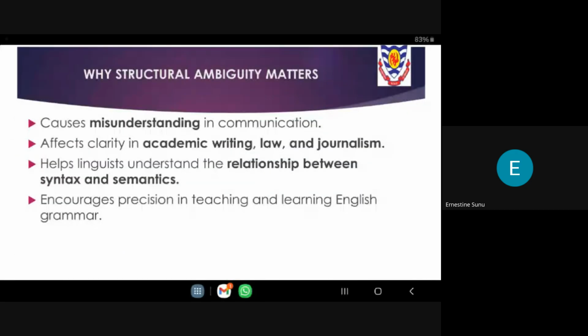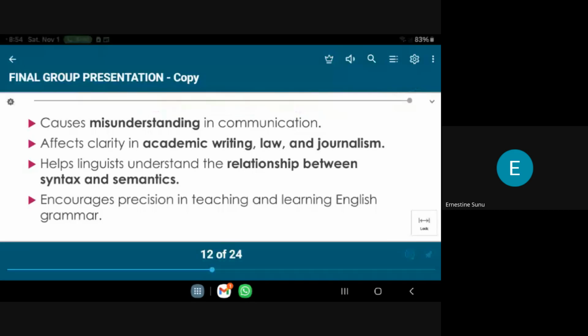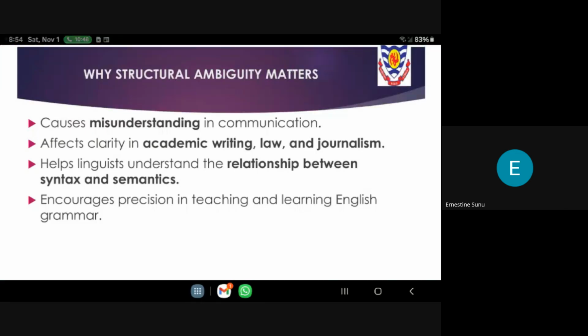Why do we have to know about structural ambiguity? The reason is that it causes misunderstanding in communication. It also affects clarity in academic writing, law, and journalism. It helps linguists understand the relationship between syntax and semantics, and it encourages precision in teaching and learning English grammar. So we need to know about it so we can overcome all this.